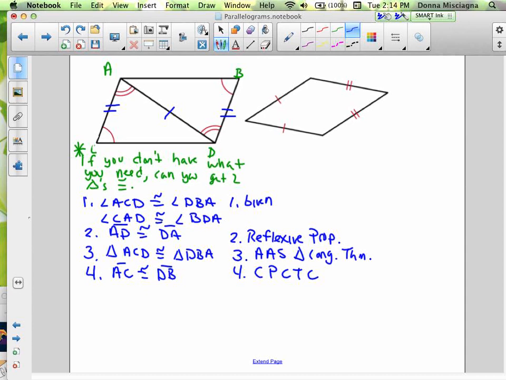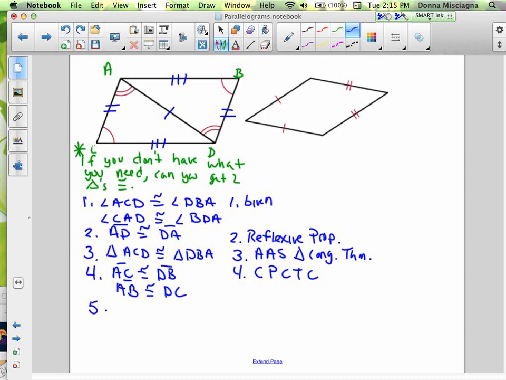Let's go with sides congruent. All right, so AB is congruent to DC for the exact same reason. They are corresponding parts in congruent triangles. Right? So if the triangles are congruent, so are all the corresponding parts. That is enough to prove the triangles congruent. So not triangles congruent, excuse me. That is enough to prove that this is a parallelogram.